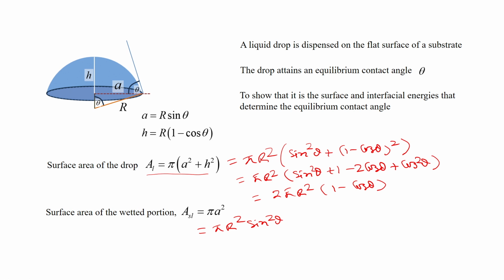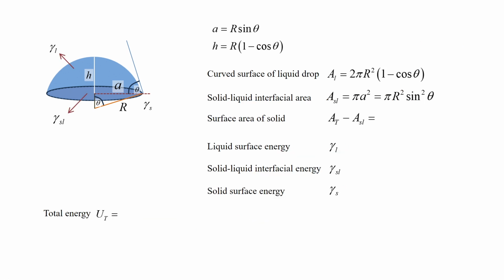So, like that. Now, we have this. Now, surface area of the solid is AT minus ASL. So, we have to write simply here AT minus pi r square sin square theta. And therefore, the total energy of this particular drop system, very similar to the way that I had written earlier, will be equal to gamma L into AL.